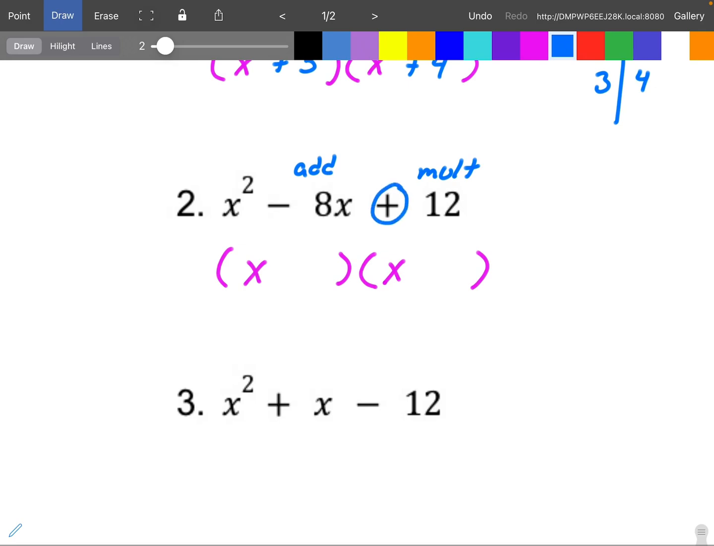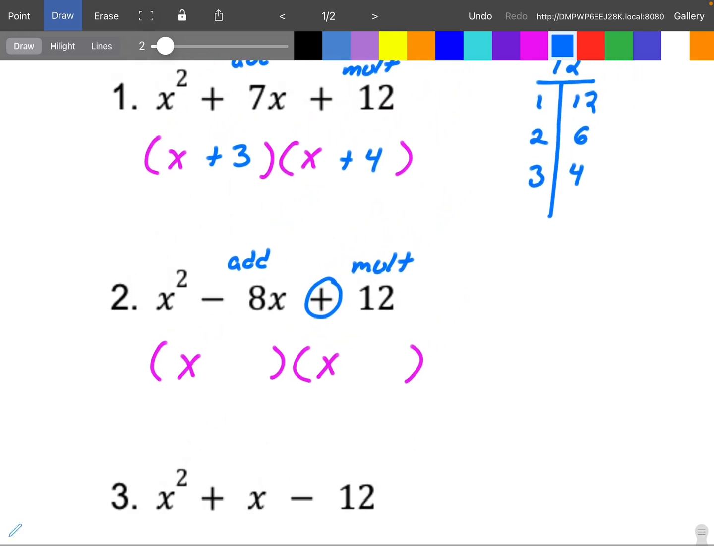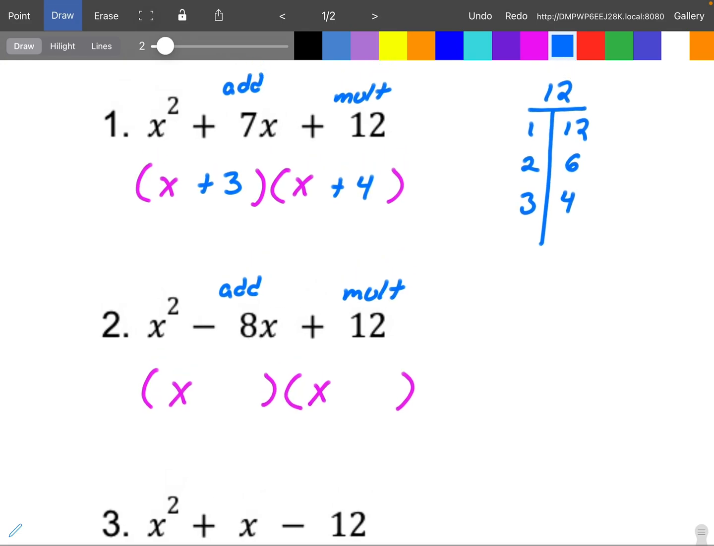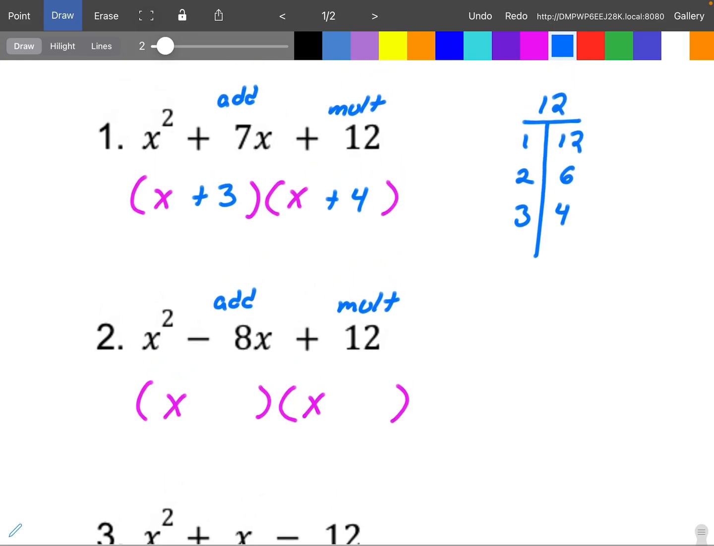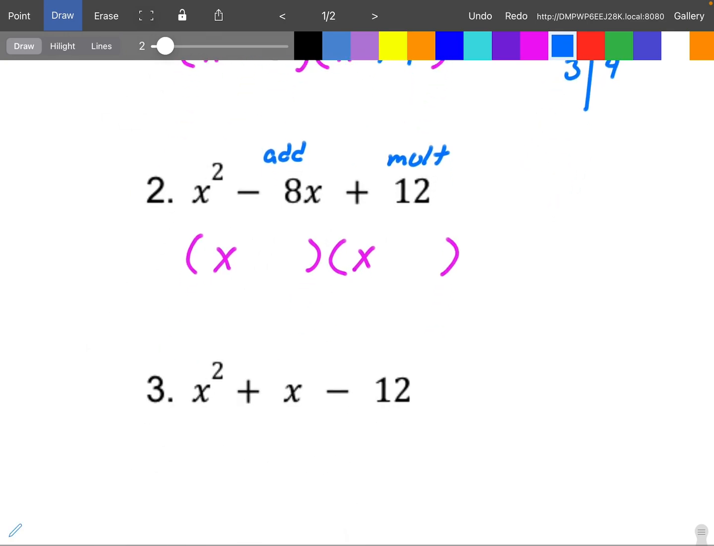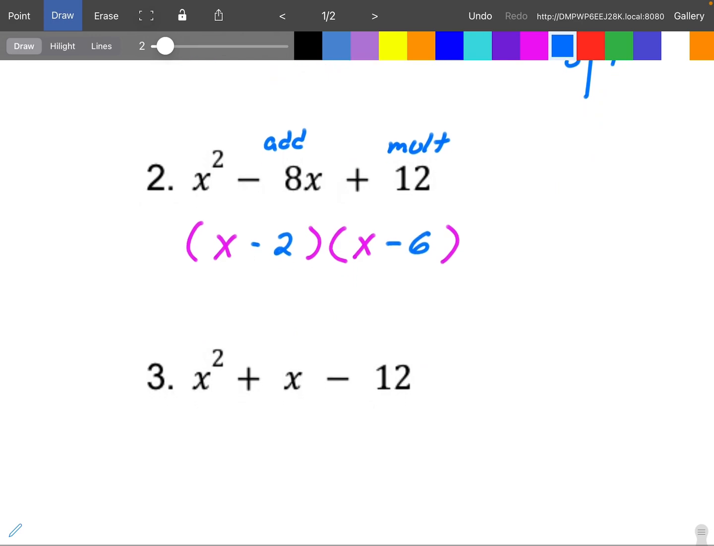So since I have a positive 12 that these numbers need to multiply to be, that means I need those numbers to have the same sign again. But this time, they're both going to need to be negative because they're adding together to give me a negative number. So if I look up here, which two numbers are going to add to give me 8? Well, 2 and 6. However, in this case, I'm going to need them to both be negative. So that's going to be negative 2 and negative 6. So my factors will be x minus 2 and x minus 6. All right, so that one's done.